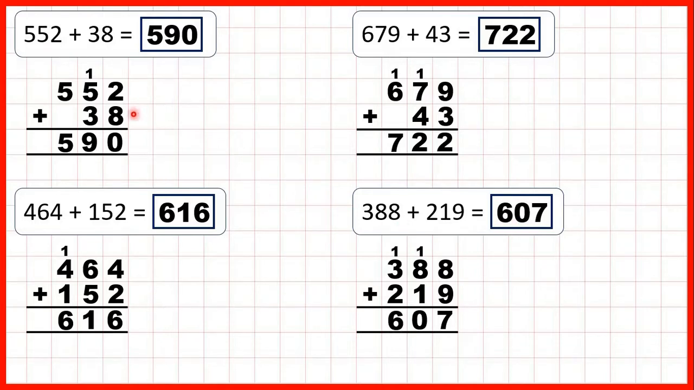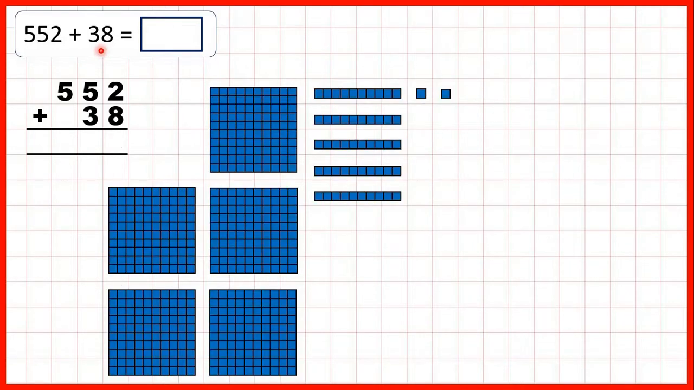Now let's take a closer look at these questions, so we can show base 10 blocks to help us understand why this method works. So why, if we get a 2-digit answer when we add a column, we write the first digit above the next place value column along. Here we start with 552, so that's 5 hundreds, 5 tens and 2 ones. We started by adding 8 ones. So if we add 8 ones, that gives us 10 ones altogether.